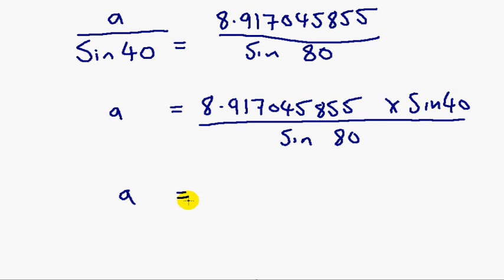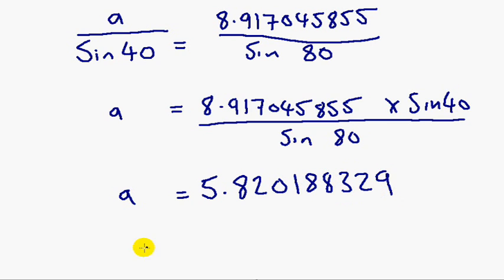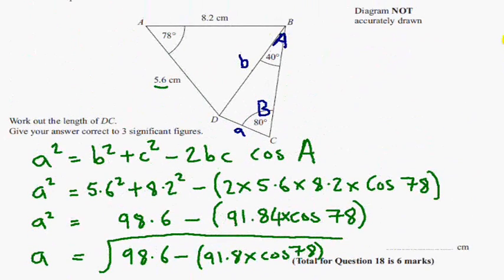I'm going to type that into my calculator carefully. So A, 8.917045855 times sine 40 divided by sine 80, is 5.8201888329, and the question says it wants it to 3 significant figures. So the final answer is going to be 5.82. So DC is 5.82 centimeters.